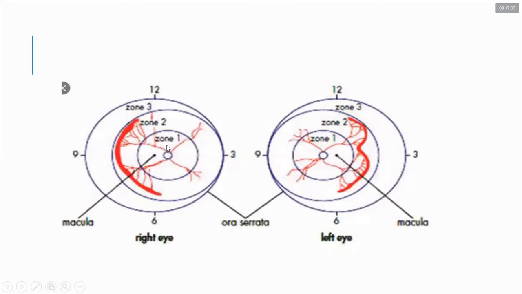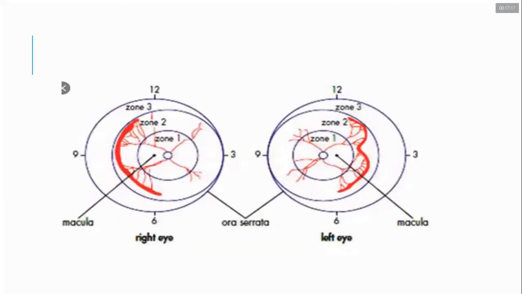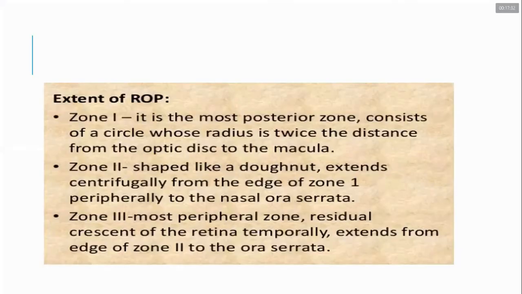So this is zone 1. Zone 2 is shaped like a donut and it extends centrifugally from the edge of zone 1 peripherally to the nasal ora. So this is the nasal ora. And zone 3, this is the temporal ora, this is the nasal ora, and zone 3 is from zone 2 to the most peripheral part, the remaining temporal ora serrata.